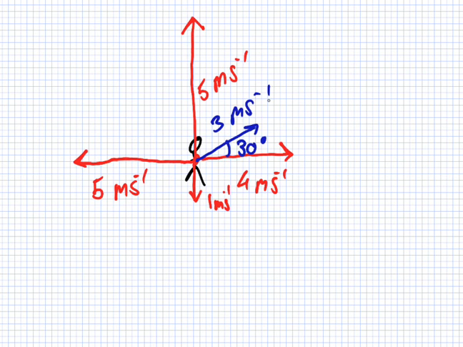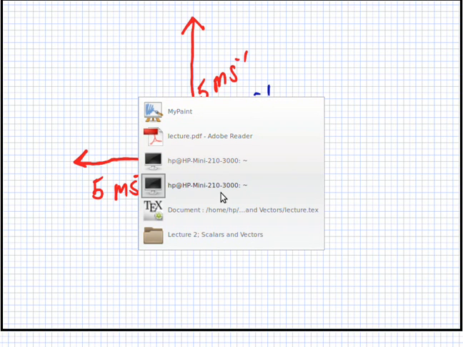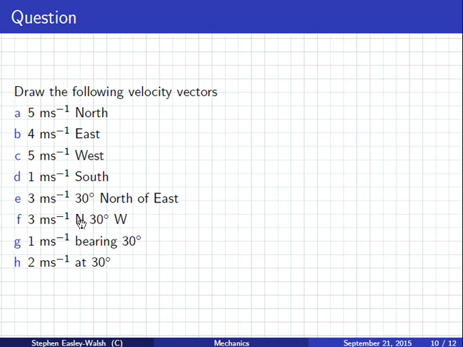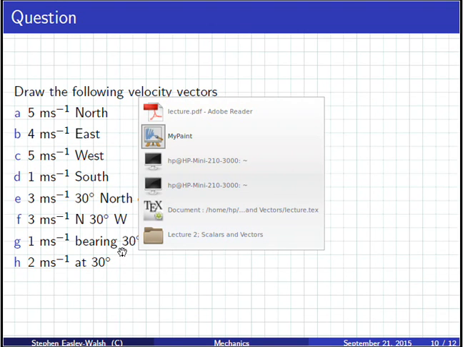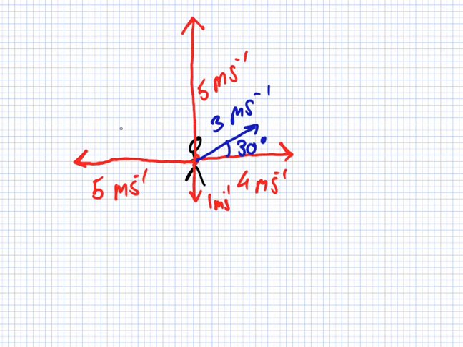So who knows what that one is? North, 30 degrees west. N30W. This next one here. This one, N30W. Who knows what that is? Well, my question is, where do I start to measure my angle? From west. West. No, sorry, north. So we start measuring from the north, 30 degrees to west.